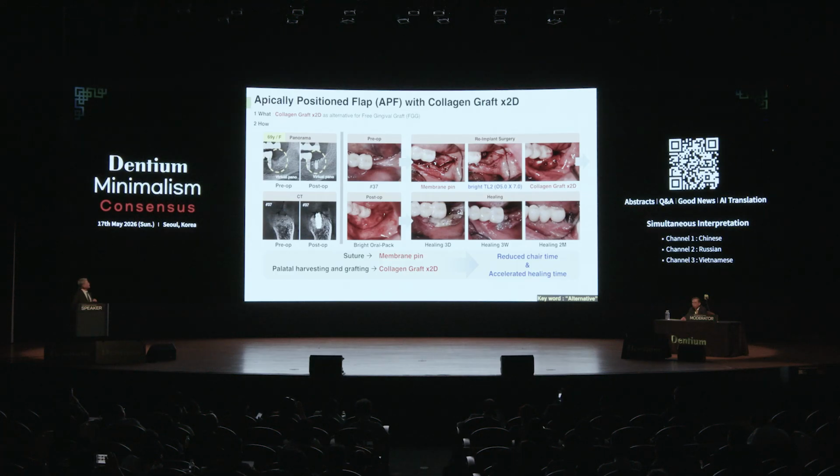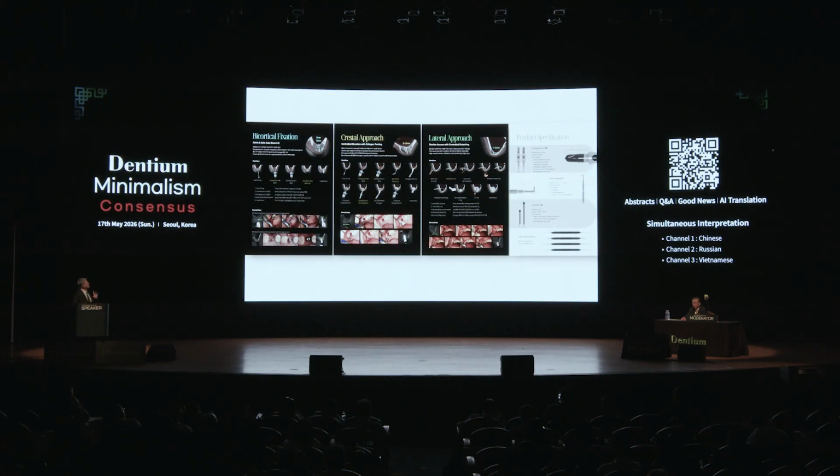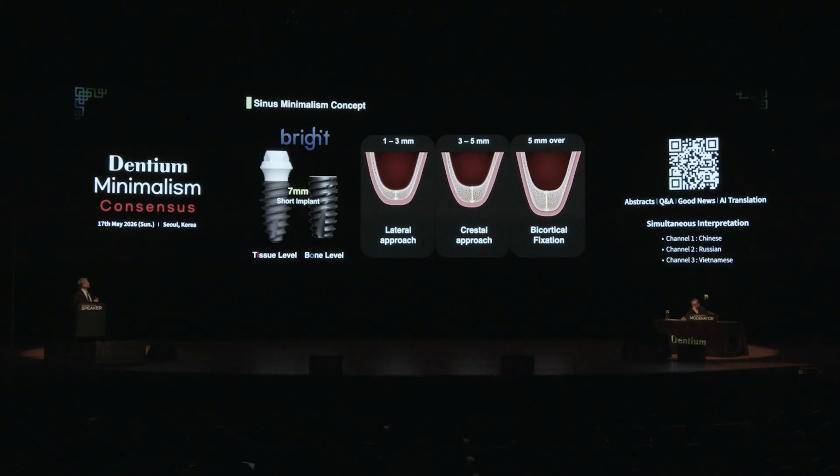Also, for the short implant, and the sinus concept, we have tried to simplify it. At the time of the Bright implant launch around 6 years ago, we tried to make a simplified guideline for sinus augmentation. Depending on the remaining bone height, 1 to 3 millimeters calls for a lateral approach, 3 to 5 millimeters a crestal approach, and over 5 millimeters bicortical fixation.